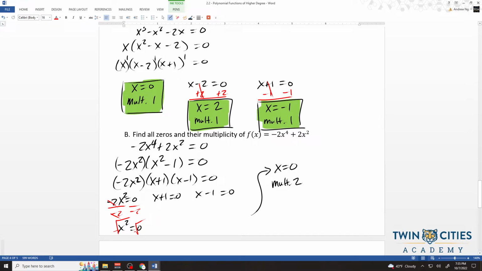X plus 1 equals 0. I'm going to subtract 1 from both sides. This will give me x equals negative 1. This had just a multiplicity of 1, because I've got a power of 1 on this one as well. And then x minus 1 equals 0. Let's add 1 to both sides. I've got x equals positive 1. And this has a multiplicity of 1.